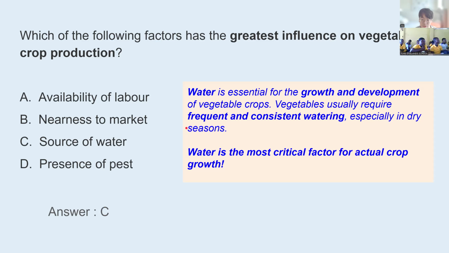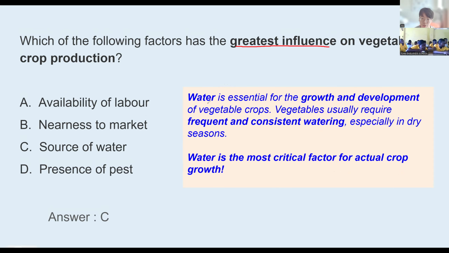Now, vegetables usually require frequent and consistent watering, especially in the dry seasons. And yeah, water is the most crucial factor for actual crop growth. So it is very, very important. That's why, as you see in the question, greatest influence. That means what affects plant growth the most. That is water. Okay, great job.